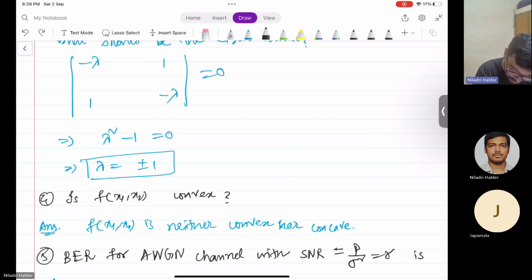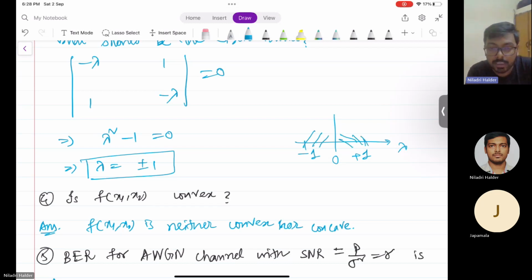One eigenvalue is plus 1, and another is negative. If all are negative, then we can say it is a concave function. If all are positive, then we can say it is a convex function. But here positive and negative are both there. So that's why it's neither convex nor concave.